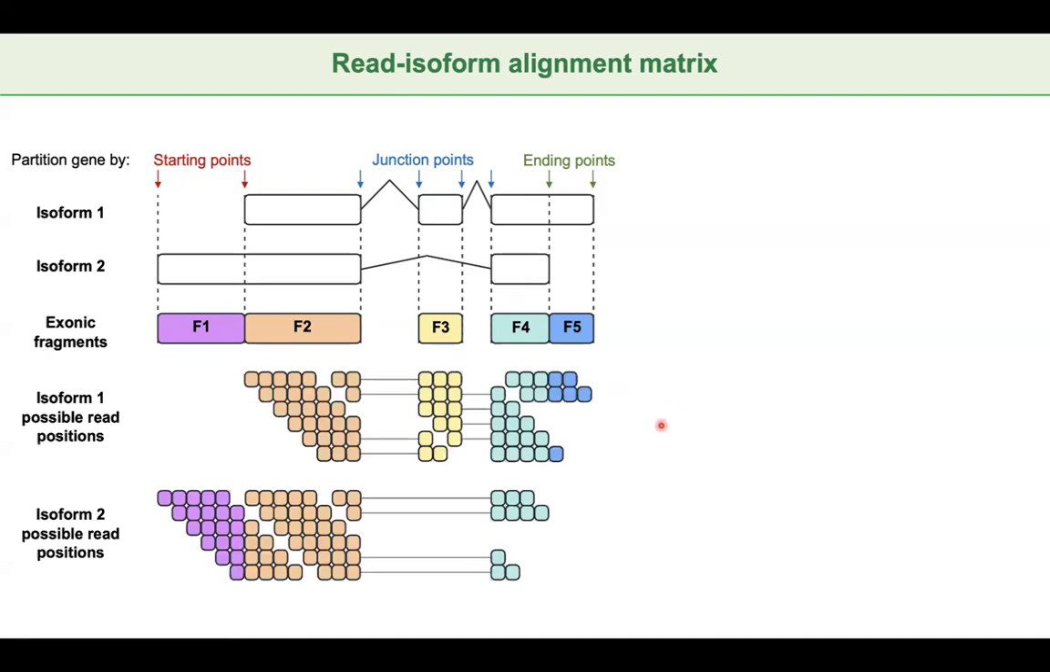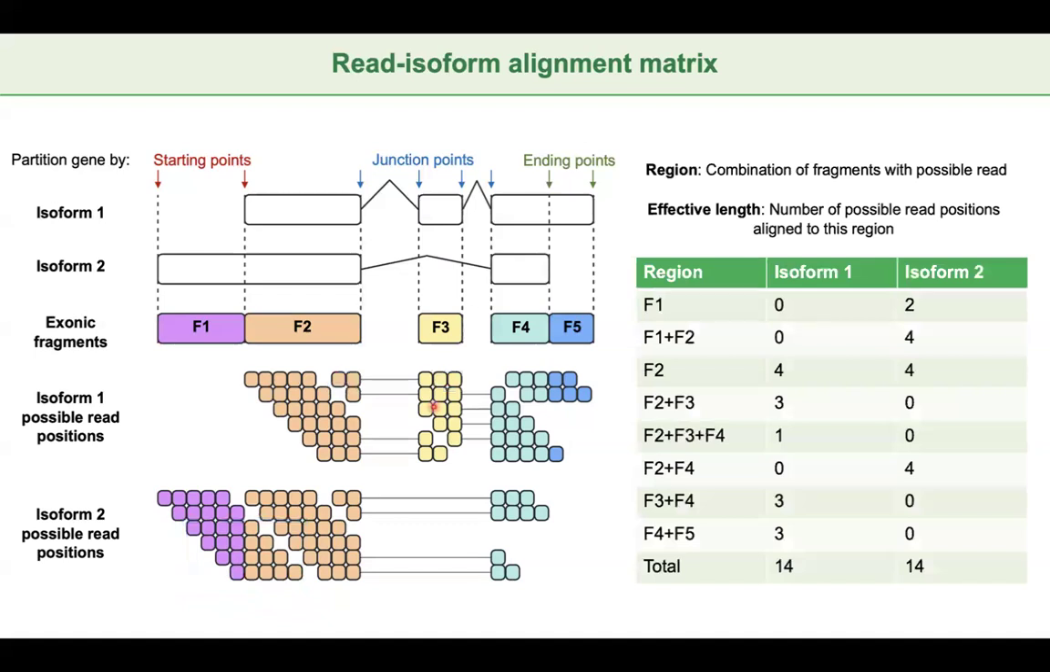Then we use a pseudo-read of fixed length to scan over each of the isoforms. By doing this, we can figure out all the possible positions for reads originated from this isoform. The length of read in this toy example is 5. Each of the 5 connected blocks represents a read position. Those read positions can be aligned to different combinations of exonic fragments. For example, these read positions are aligned to both F1 and F2, while this read position to both F2 and F3.